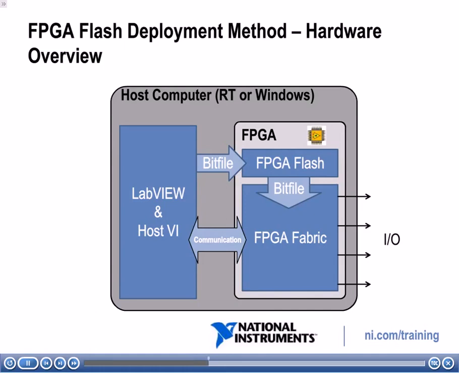What we can do is take the bit file that's associated with our VI. We'll navigate to the bit file, and we can download that bit file to our FPGA flash memory. Then we can set the FPGA so that every time it powers on or reboots, it can automatically take that bit file that's already in the FPGA flash and deploy it to the FPGA fabric. At that point, we can still communicate between the FPGA and our host VI.